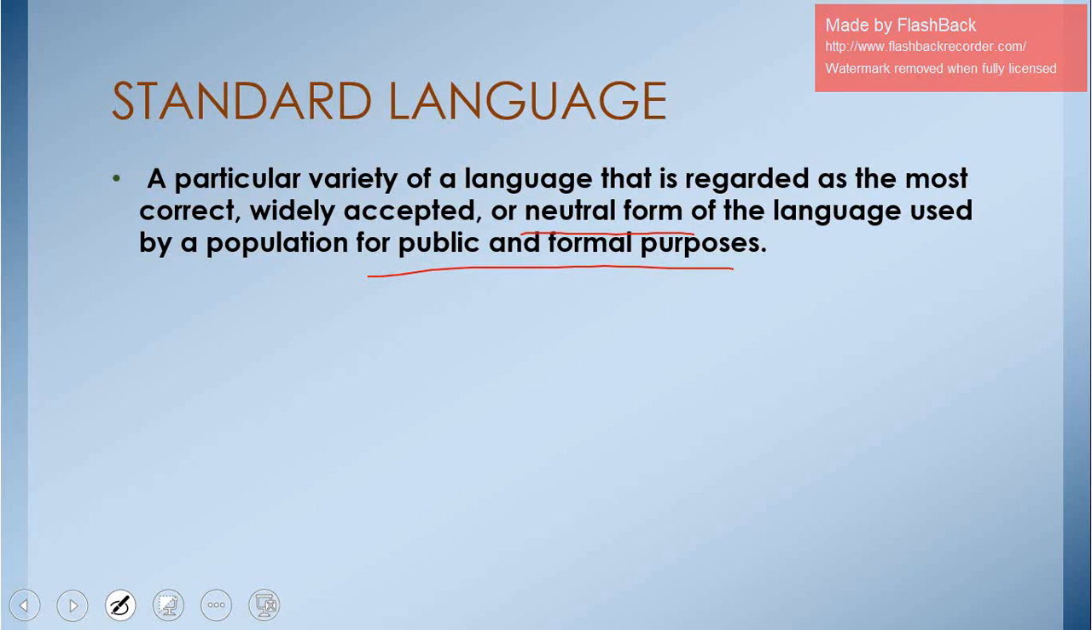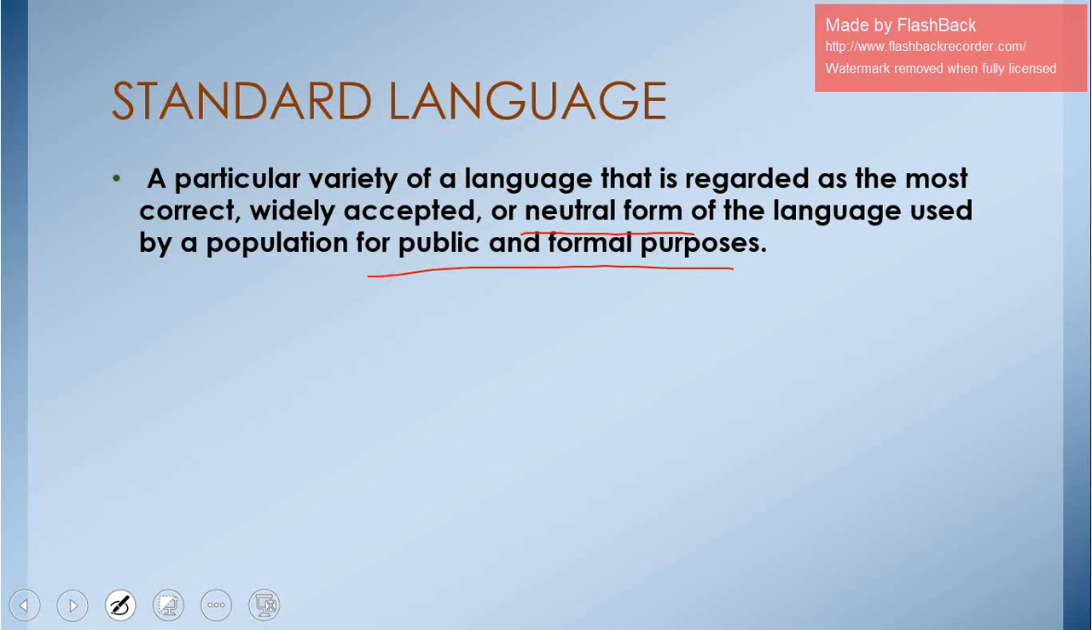For example, received pronunciation or British English. It's a standard language variety. You cannot associate that standard language variety with any social class, any ethnic group, or any family. It's the language of the British formal environment, of the British education system, of the British public system, of the British political setup.